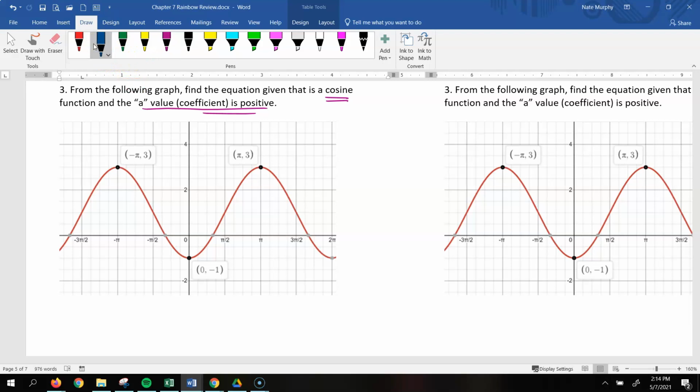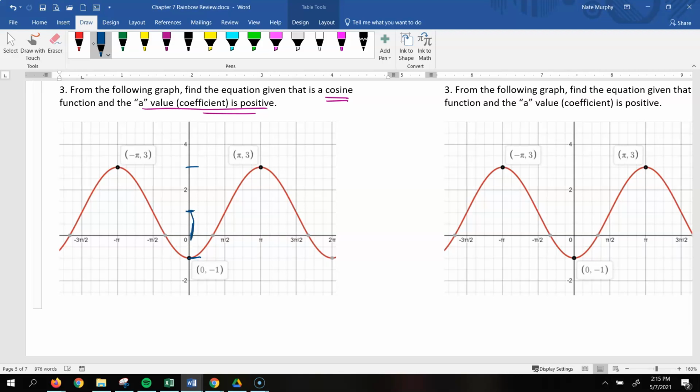The first thing I'm going to do is figure out where that midline is. There's a couple ways we could do that. We could find the distance between the maximum and minimum values. If you do that, we get 1, 2, 3, 4, 5, 6, 7, 8 units. So that's a distance of 8 units. Half of that is 4. So if we count up 4, 1, 2, 3, 4, would be right there. That's where our midline is going to be.